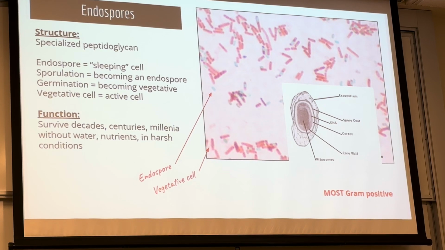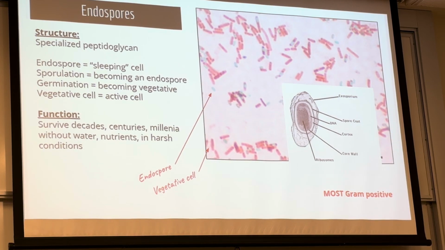It doesn't turn into a different bacteria. It goes back to its normal peptidoglycan, and its cytoplasmic membrane will come back to life, and it'll do all its normal stuff. So it can be either a vegetative cell or an endospore. It's called germination, actually. When it germinates, it becomes a living cell. When it sporulates, it becomes an endospore that's a non-living cell.